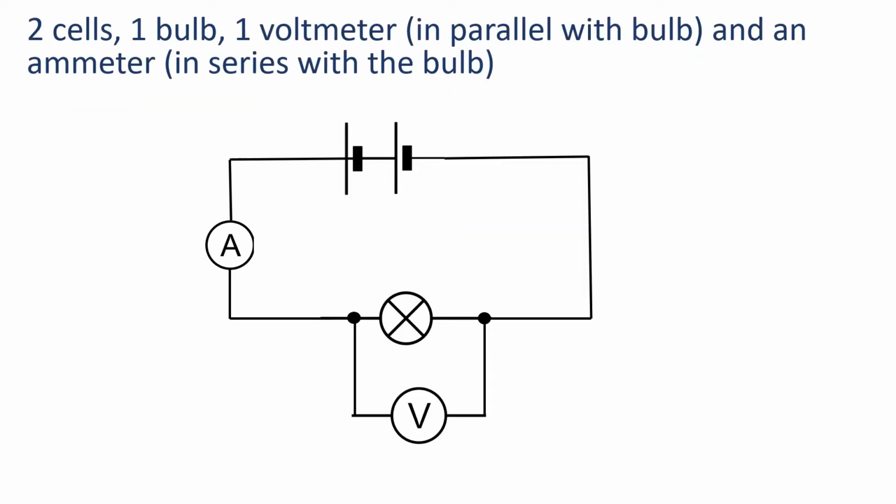Okay, so the first circuit, you might want to pause this video now and draw this into your booklets or onto your paper. You need two cells, one bulb, one voltmeter in parallel, you can see that in parallel at the bottom with the bulb, and one ammeter in series. You're going to build that circuit, measure the current, and measure the voltage.